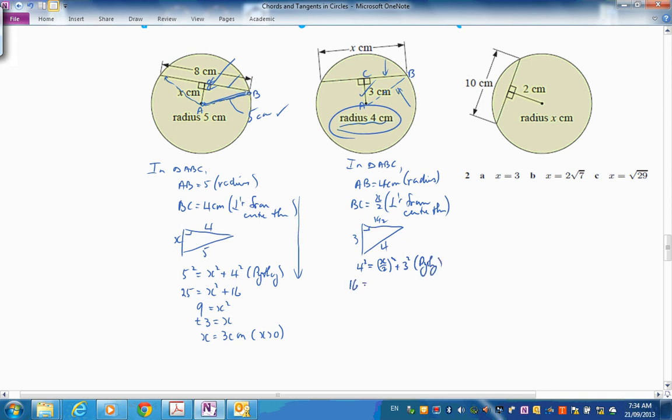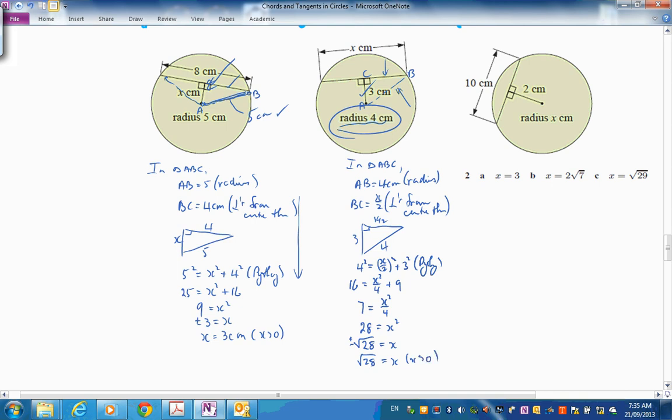So 16 equals, square the top line, x squared, square the bottom line, 4 plus 9. Subtract 9 from both sides. 7 equals x squared on 4, and then multiply both sides by 4 to get back to x squared. 28 equals x squared. So the square root of 28 equals x, and it's plus or minus. We only want to take the positive one, since x is greater than 0.